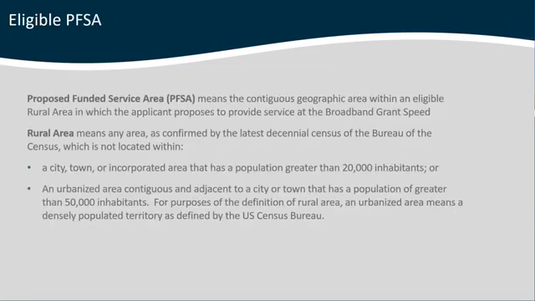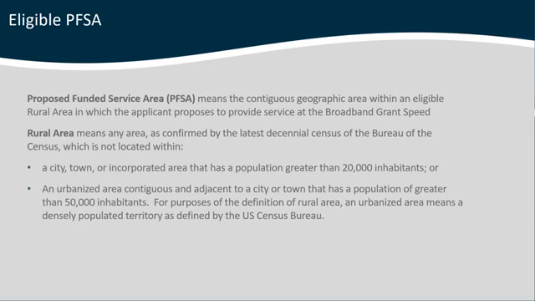So in terms of an eligible proposed funded service area, the PFSA means a contiguous geographic area within an eligible rural area in which an applicant proposes to provide service at the broadband grant speed. Contiguous just means that you can get from any point in the service area you draw to any other point in that service area without leaving it. It can be very irregularly shaped. It can have donut holes that exclude areas where you believe service exists or are non-rural.